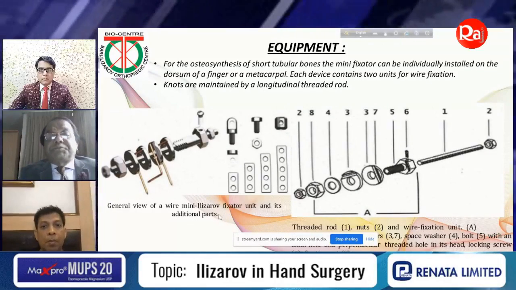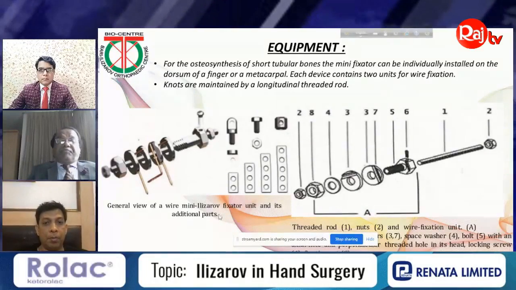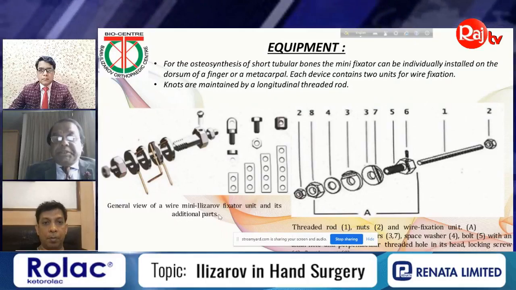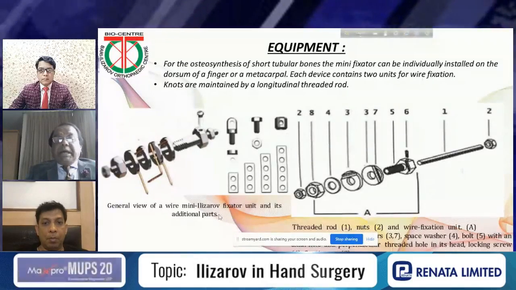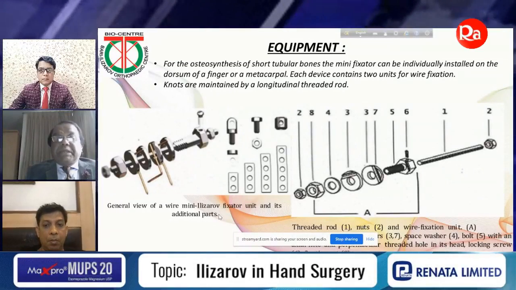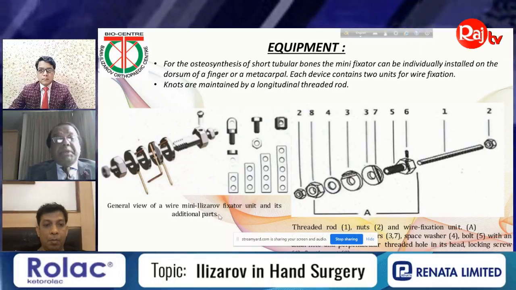Now, before doing any surgery in the hand or any Ilizarov surgery, Professor Ilizarov was always fond of saying, no surgery is justified to do any reconstructive surgery by the Ilizarov technique unless you have got a competent idea regarding the technique and the apparatus.